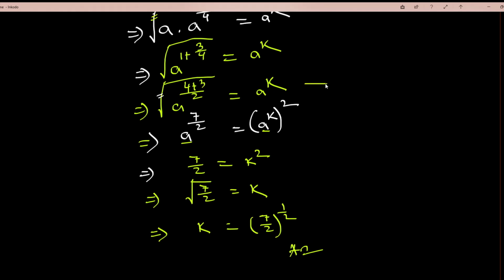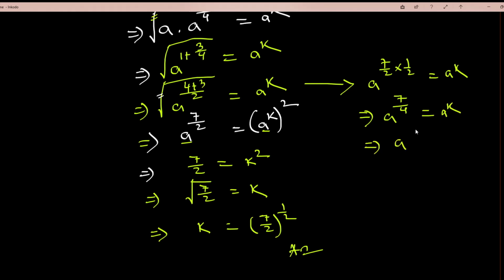Or here we can also do some work like this. If we omit this one from here, we can write a to the power 7 divided by 2 into 1 by 2 equals a to the power k, or we can write like this, a to the power 7 divided by 4 equals a to the power k, or we can write 7 divided by 4 equals k.